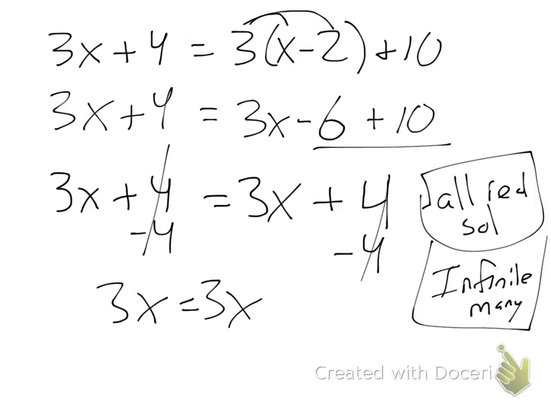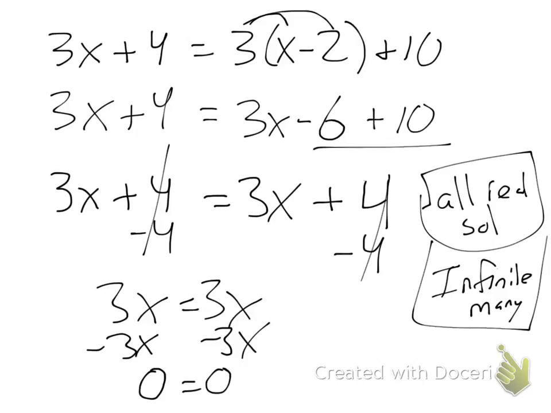Oh, wait. Why don't I just subtract 3x from both sides? You bring the x's to one side. Wait a minute. That'd be 0 equals 0. 0 equals 0? When is that true? When is 0 equal 0? Always. Therefore, there's always a solution, or all real solutions, or infinite many solutions.